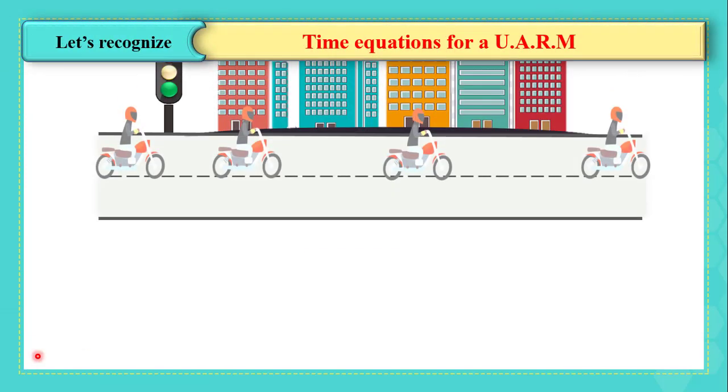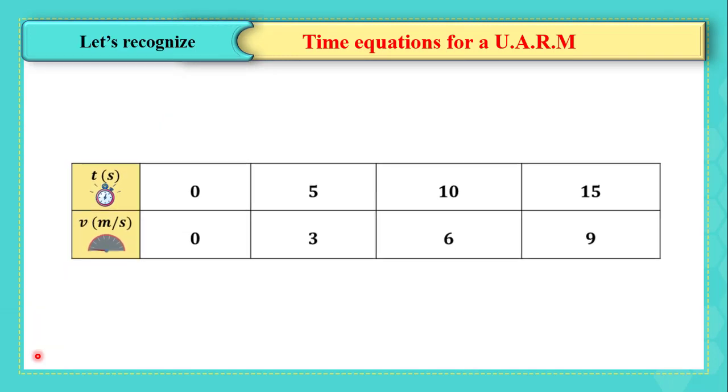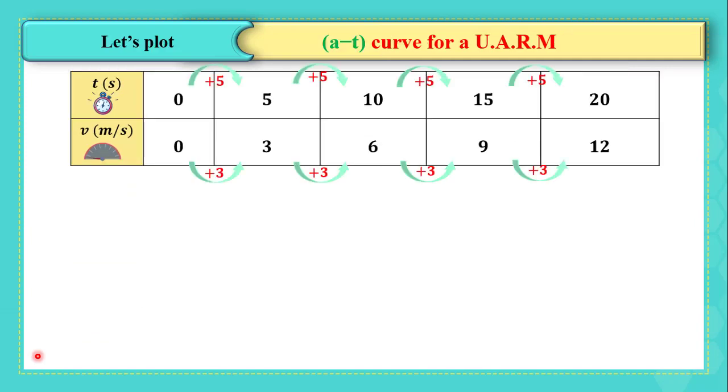In the beginning of this chapter, we recorded the instantaneous speed of a driver each 5 seconds. The speed increases with a constant rate, that is 3 meters per second each 5 seconds. Now, to plot the AT curve for a uniform accelerated rectilinear motion, we need to calculate the acceleration at different instants.